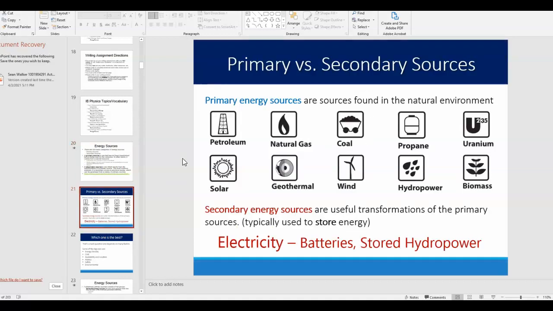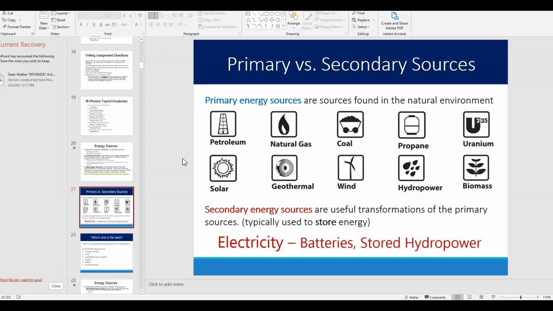All right, so just to talk more specifics about energy sources. So like I said, primary energy sources are sources found in the natural environment. And so all of these are examples of primary energy sources. Petroleum, okay, so think like oil, natural gas, coal, propane, uranium, solar, geothermal, wind, hydropower, biomass. Those are all examples of primary energy sources. Okay, sources found in the natural environment that have to be transformed before they can be used by the consumer. Okay, as opposed to secondary energy sources, like I said, electricity.